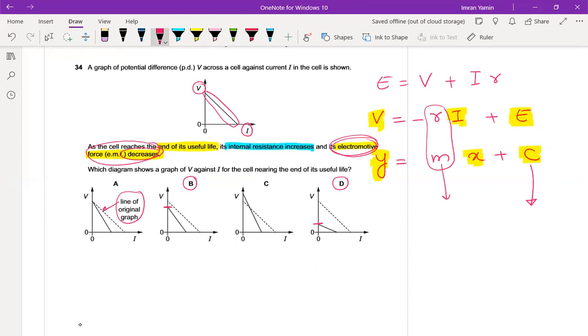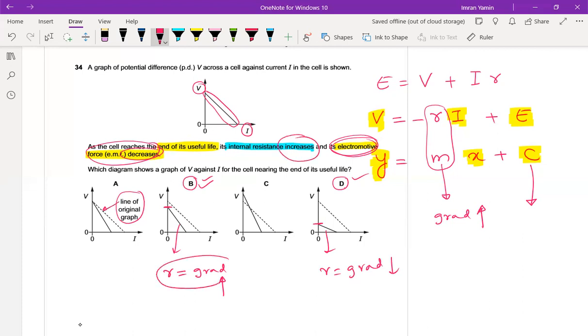Sir, if internal resistance increases, it means its gradient will increase. Then in option B and D, you can see that in option B, the gradient, the internal resistance of the cell, increased. And in option D, the gradient, or internal resistance of the cell, decreased. So according to the question, internal resistance increased, so the gradient must increase, and the gradient in option B is increased. So there are two main features. Number one, the EMF of the cell decreases, so the y-intercept of the dark line is decreased. Number two, internal resistance of the cell increases, so the gradient of the dark line should increase.